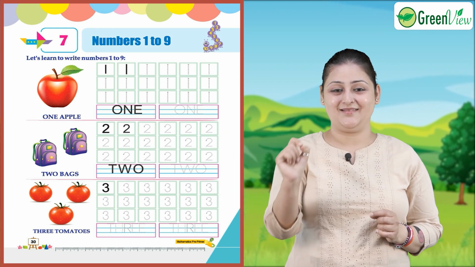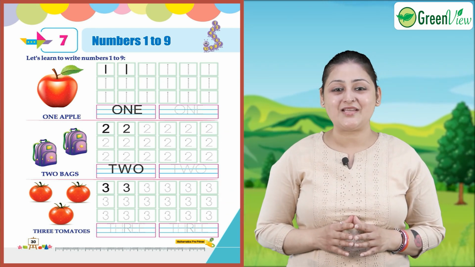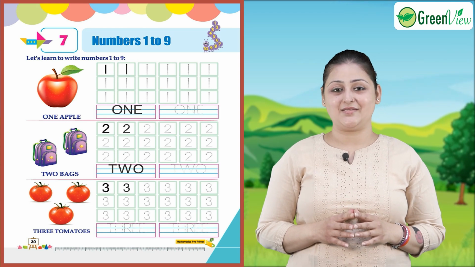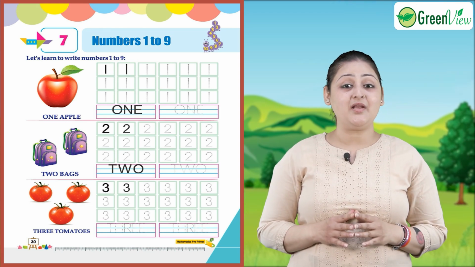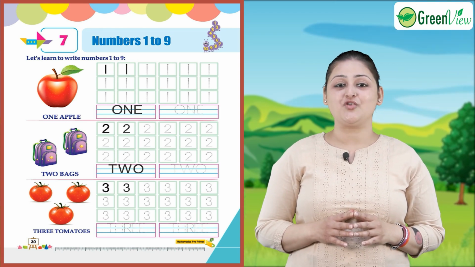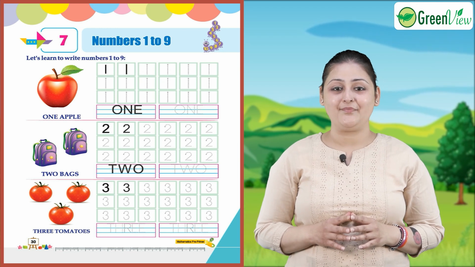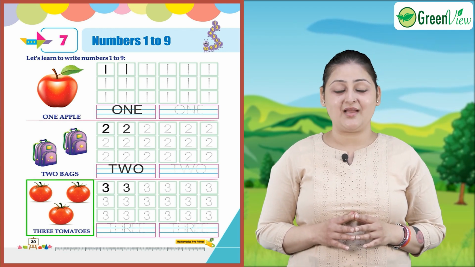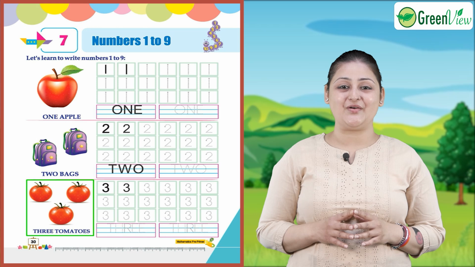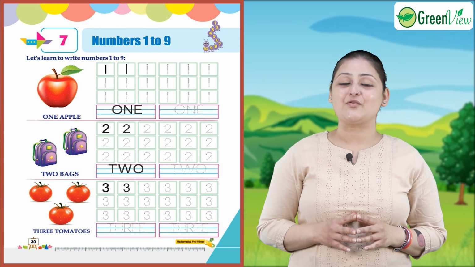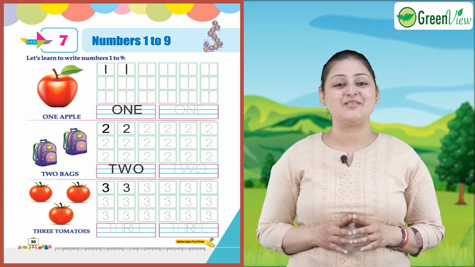3. Now trace the tracing dots for more practice. What is the number name for 3? T-H-R-E-E 3. How many tomatoes are there? There are 3 tomatoes. Now trace the tracing dots to practice 3.